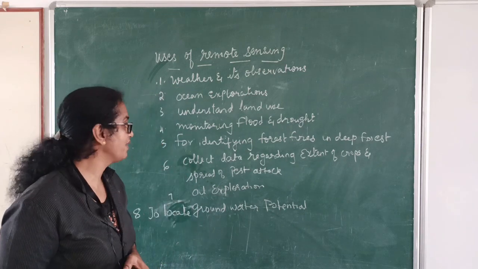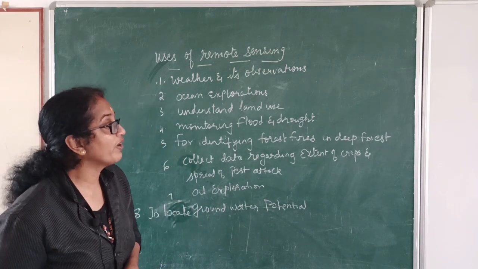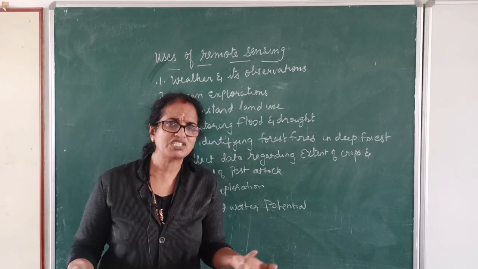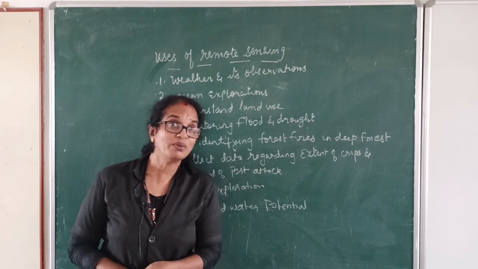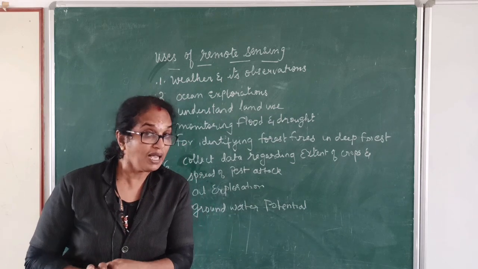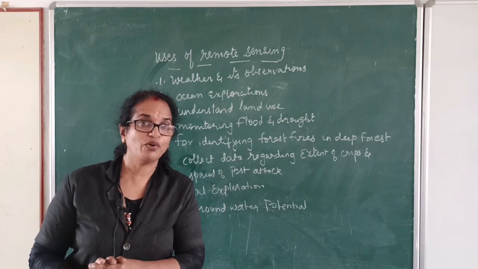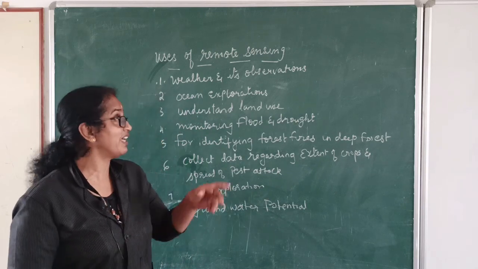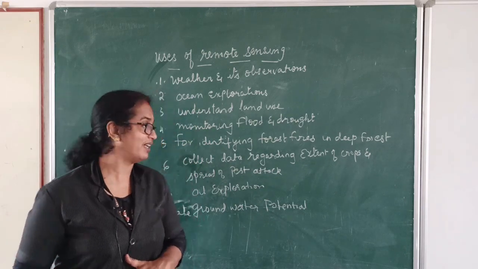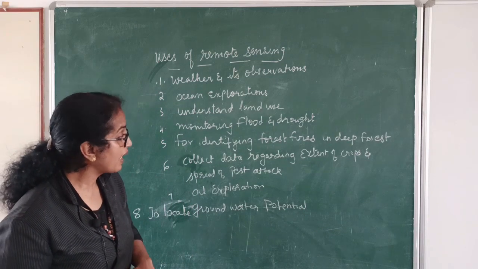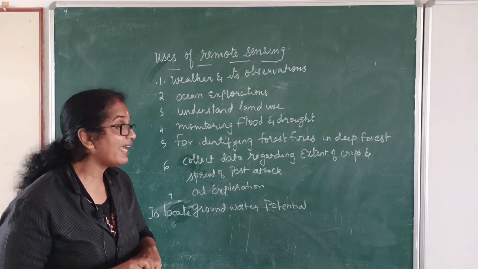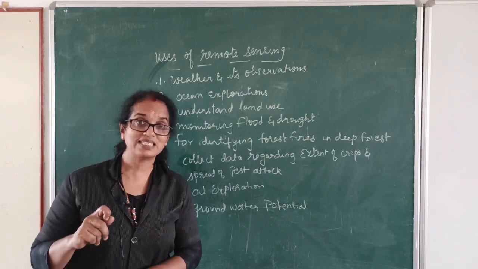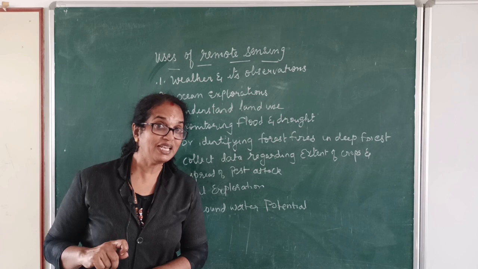For identifying forest fires in deep forest, ഈ കാട് പ്രദേശത്തിൽ പോയിട്ട് ആരും അറിയാത്തൊരു സ്ഥലമാണ് കാട്ടിൻ്റെ ഉള്ളിലൊക്കെ, അങ്ങനത്തെ സ്ഥലത്തിൽ കാട്ടുതീ ഫോറസ്റ്റ് ഫയർ ഉണ്ടാവാൻ സാധ്യതകൾ കൂടുതലാണ്. അത് ഐഡൻറ്റിഫൈ ചെയ്യാനുള്ളൊരു കഴിവ് റിമോട്ട് സെൻസിങ്ങിനുണ്ട്. To collect data regarding the extent of crops and the spread of pest attack. Are you getting it, children?